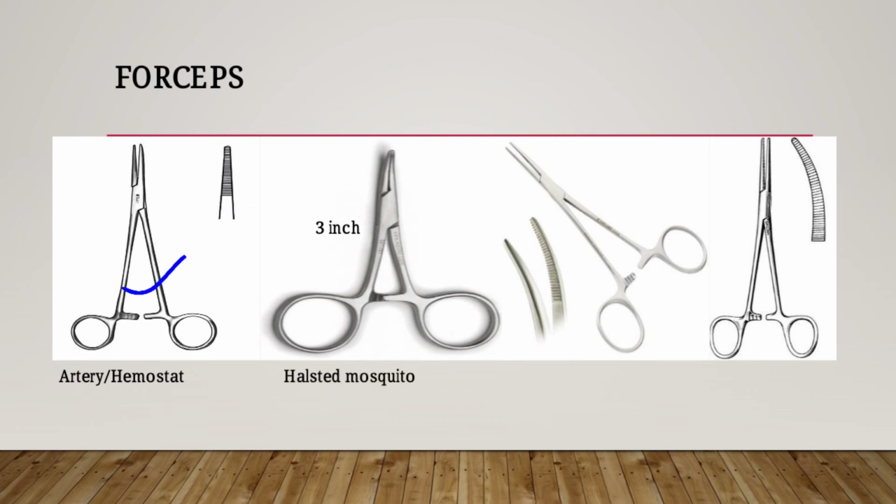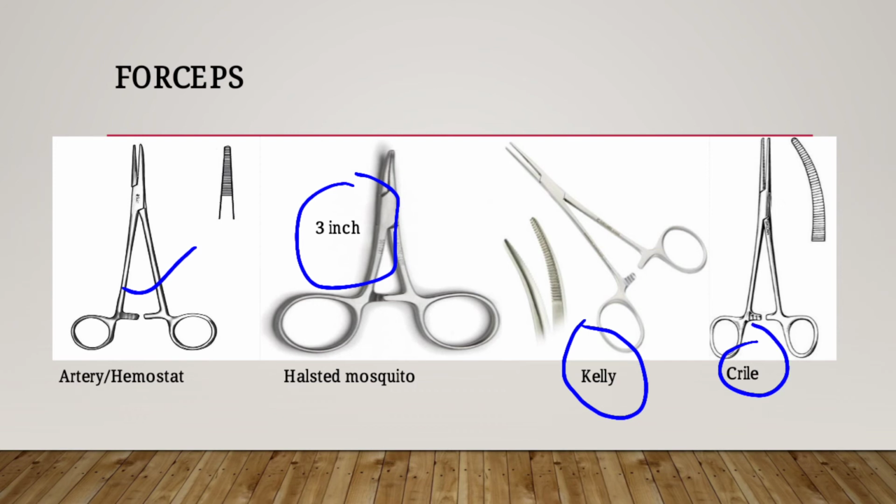Another one is hemostat mosquito forceps. This is also a type of the hemostat forceps, which have a size of only 3 inches. Another type of the artery forceps is the Kelly forceps. And the last is Crile, which is also a type of the hemostat or the artery forceps.